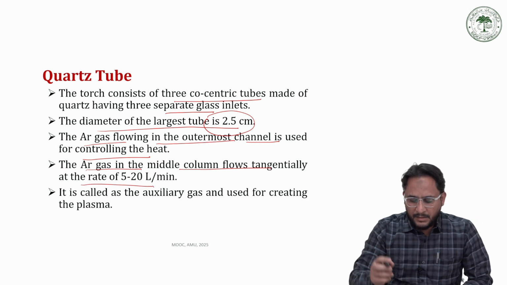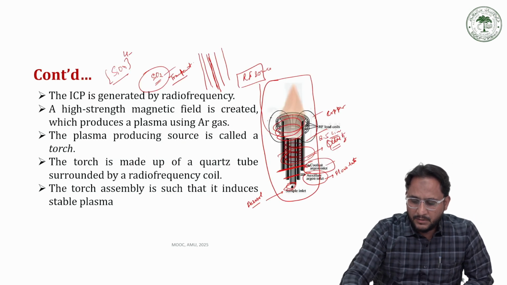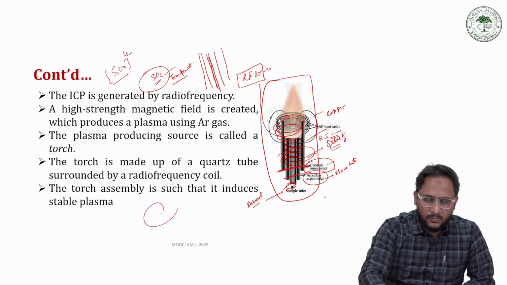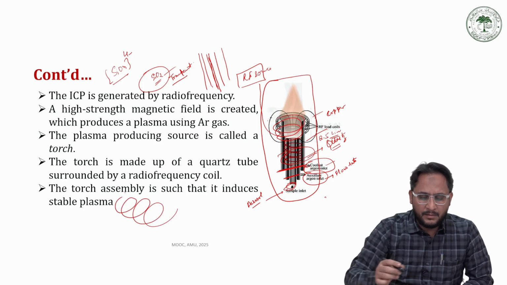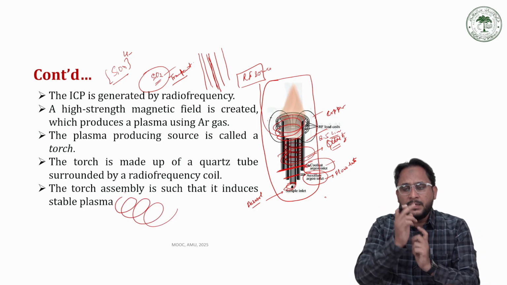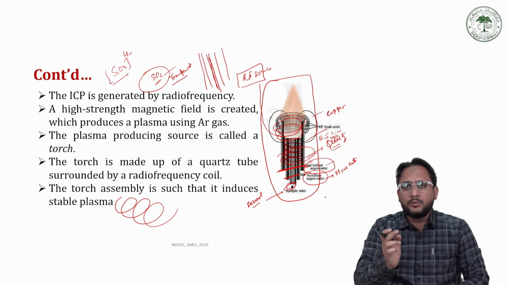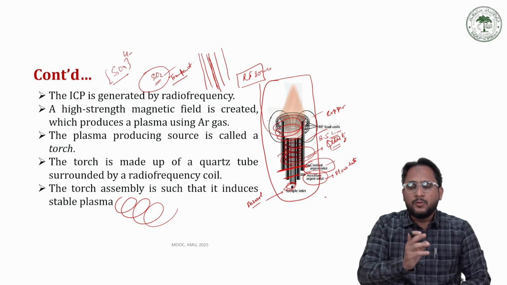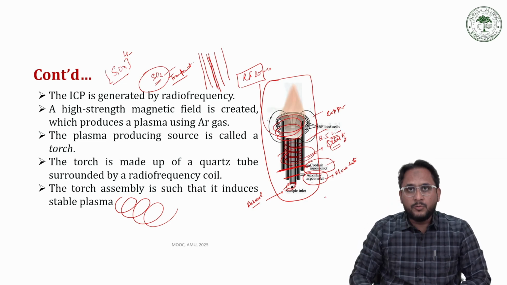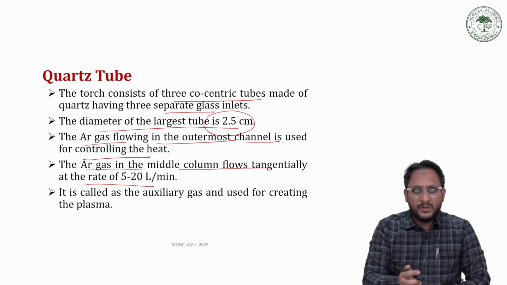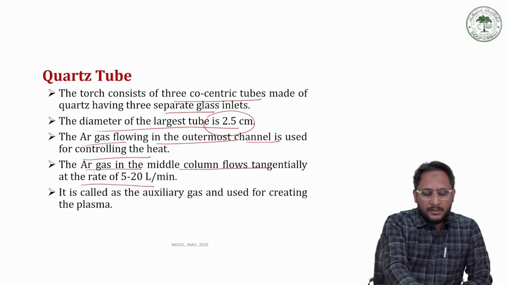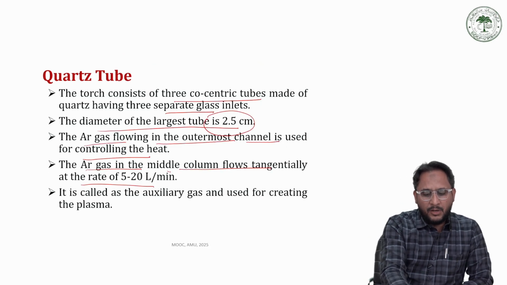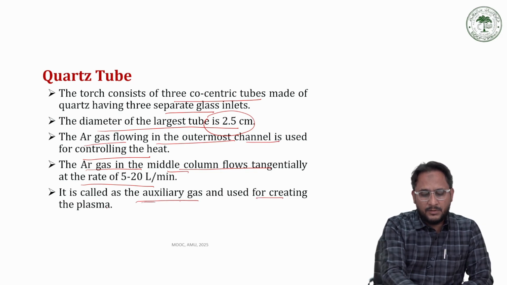And this argon gas moves tangentially. These gases move in a tangential manner, so as to completely cover the quartz tube and provide cooling to the whole tube structure. This gas which is passed in the middle column is called auxiliary gas, and it is used for creating the plasma.